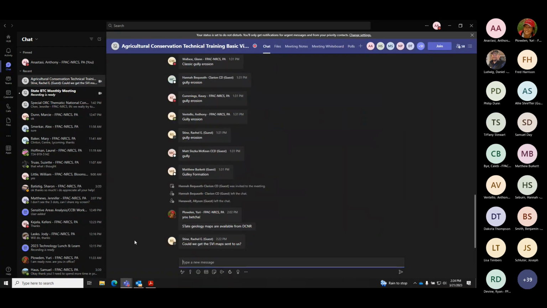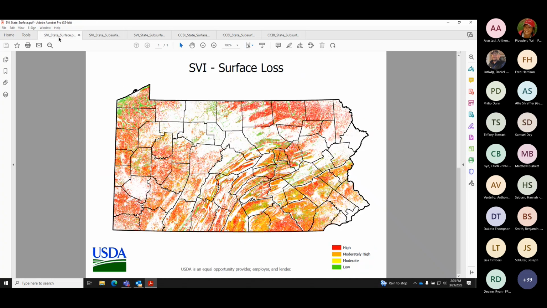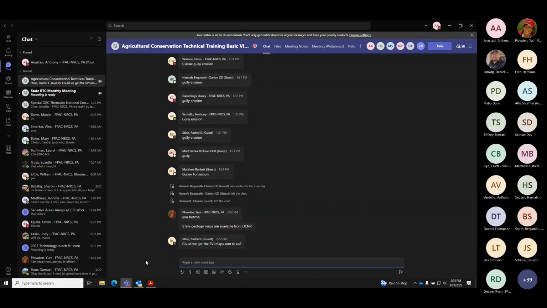Yes. Yeah. I'll post these in chat right now. These SVI ones are kind of monsters. I think they're like 50 megabytes each. But I think it'll let me post that in chat here.